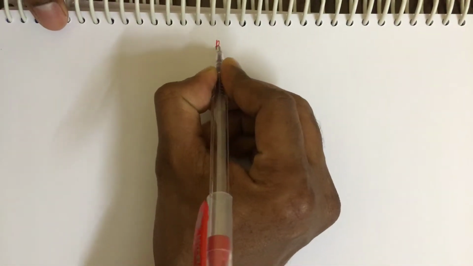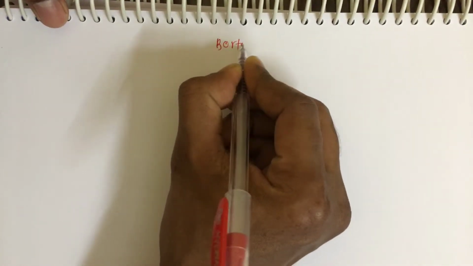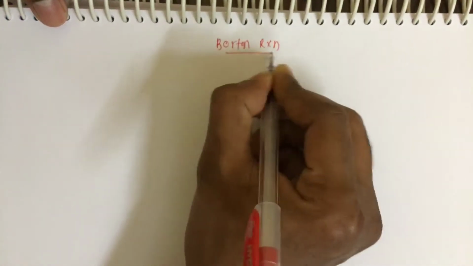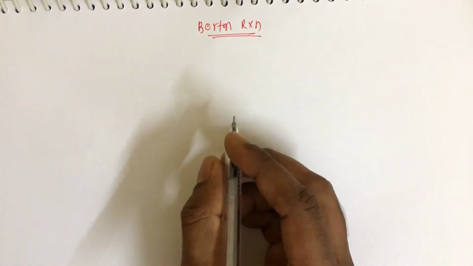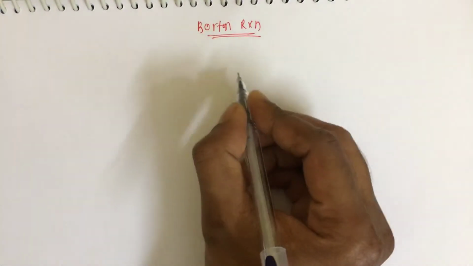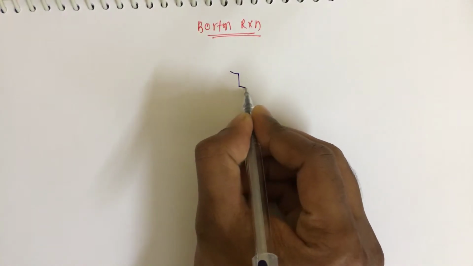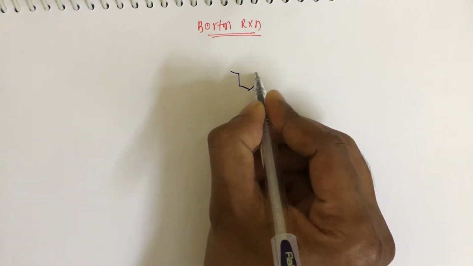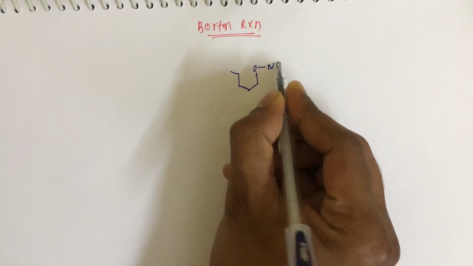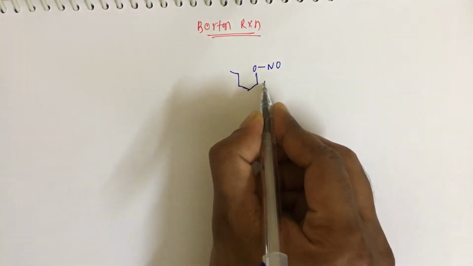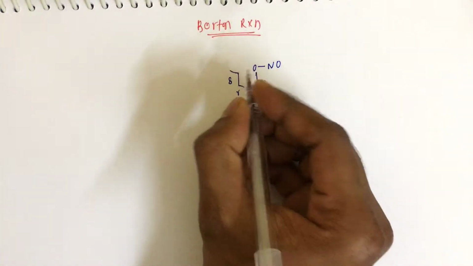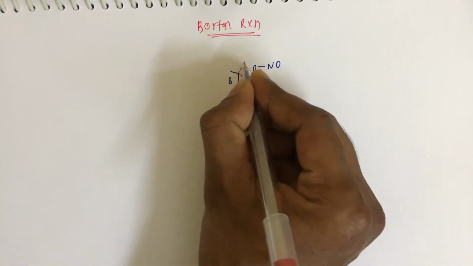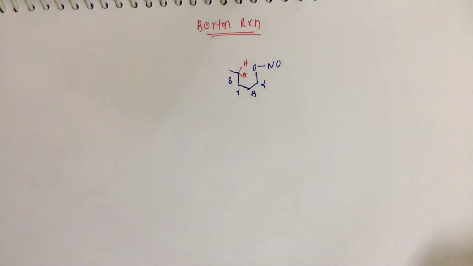So next we have Barton reaction. This is one of the simple reactions, so from an examination point of view it's very important. There should be a compound like this, and at a delta carbon, this alpha, beta, gamma, delta, there should be two hydrogens. Then only Barton's reaction is possible, otherwise it's not possible.